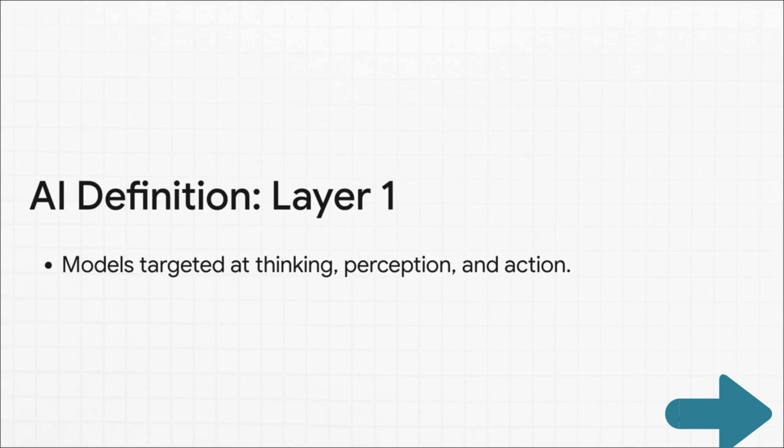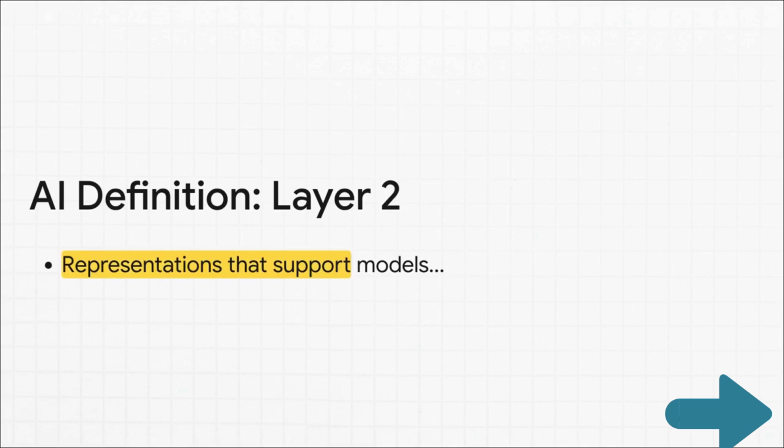So layer one, AI is about building models of thinking, perception, and action. Now for layer two, we've got to add the foundation. So AI is really about the representations that support those models. And layer three, why do these representations even work? Because they expose the constraints of the problem. That's the secret sauce. And finally, layer four.